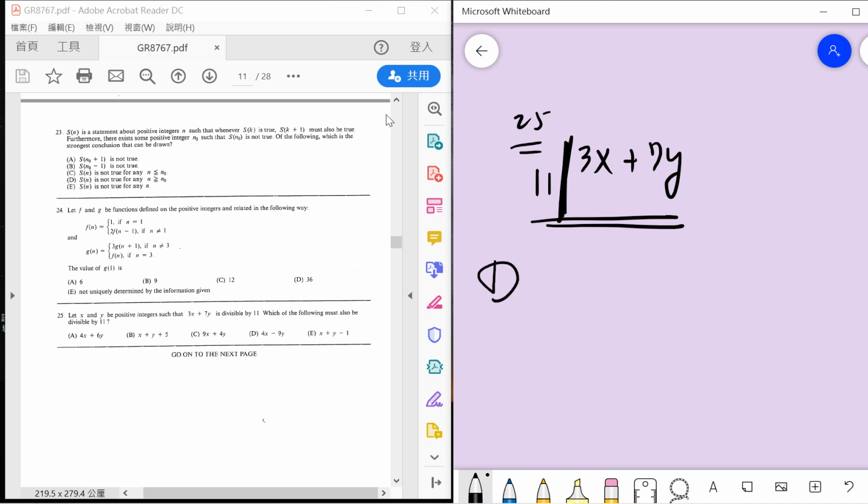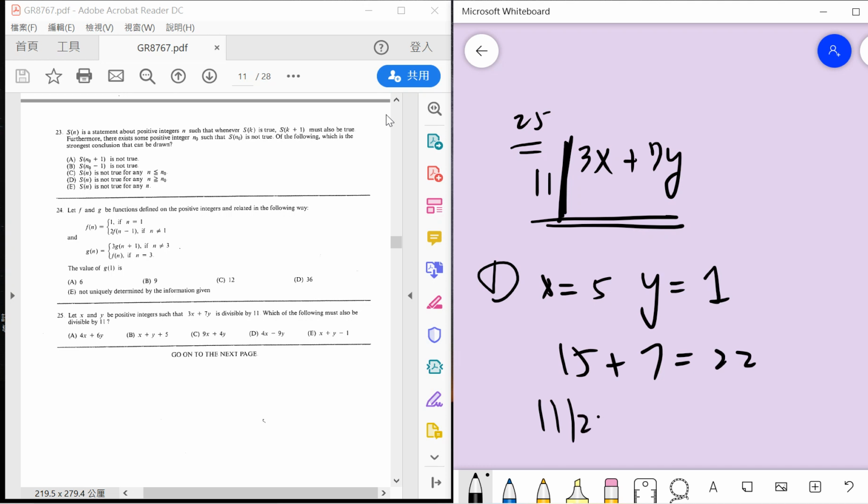Okay. So the easy way is I choose any x and y that satisfy this property, and I plug this x and y into the different choices and see whether each is divisible by 11. If it is divisible by 11, then I reserve this choice. If not, I delete this choice. So if I define x to be 5, then y will be 1. Then we have 15 plus 7, 22. This is divisible by 11. Okay, so we plug 5 and 1 into the choices.